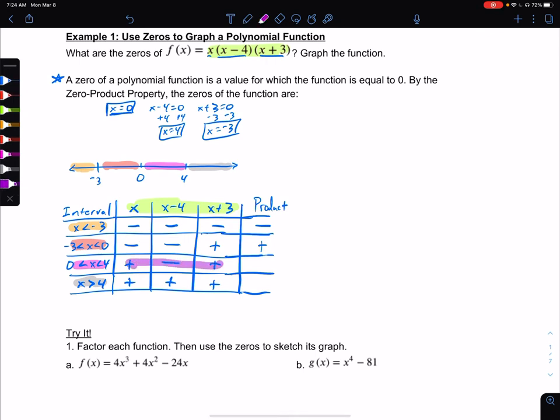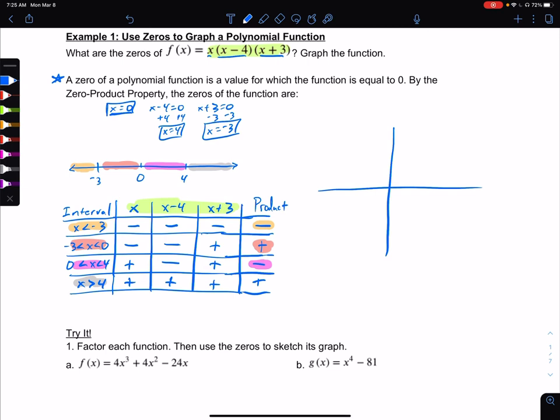Next, we're looking at these. Positive times negative is negative, and negative times positive would be negative. And then all positives, positive times positive times positive, we know is going to be positive. So what that tells us, on the interval x is less than -3, we're going to have a negative number. -3 to 0 is going to be positive, 0 to 4 will be negative, and x is greater than 4 will be positive. So we can finally sketch our graph.